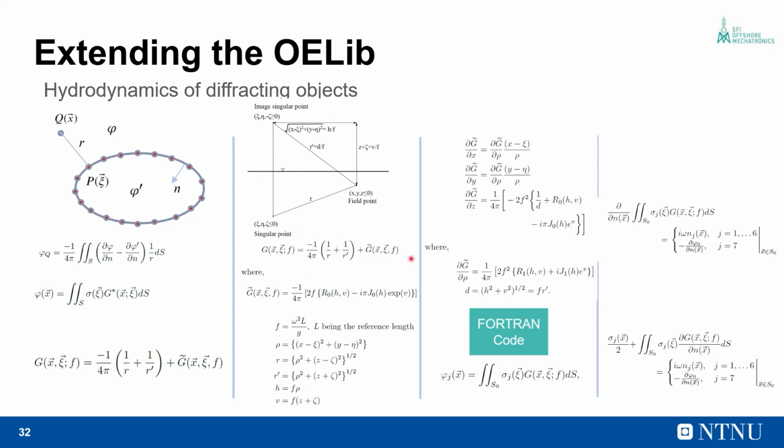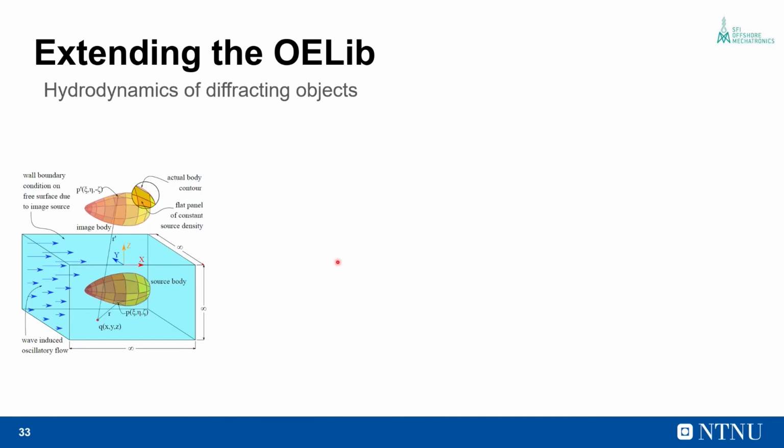In evaluating the wavy part of the Green function and its derivatives, we use the Fortran code which is provided by Telste and Noblesse in their paper published in 1986. And to evaluate the steady part of the Green function, we use the Hess and Smith panel method, where the body surface is discretized into panels of constant source density.